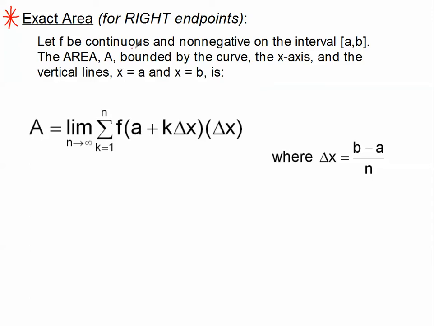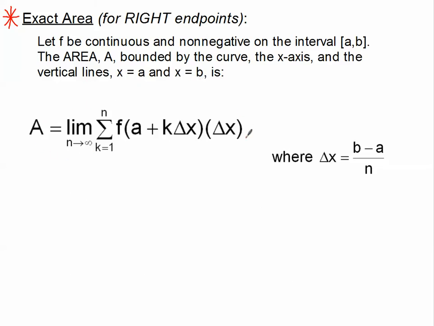Let f be continuous. We have to be talking about a continuous curve, and it has to be non-negative, meaning that it's above the x-axis. This continuous non-negative curve will be on the closed interval from a to b. If that's all true, then the area bounded by the curve, the x-axis, and the vertical lines x equals a and x equals b is given right here.